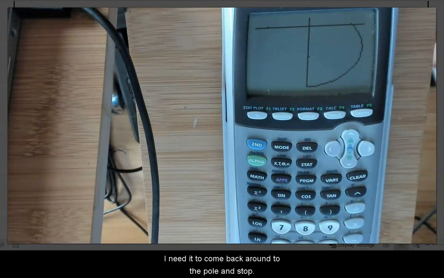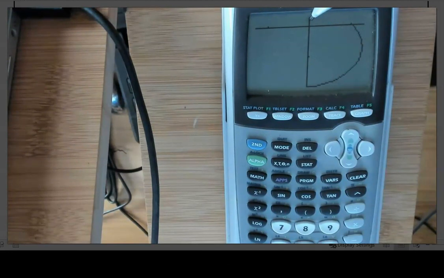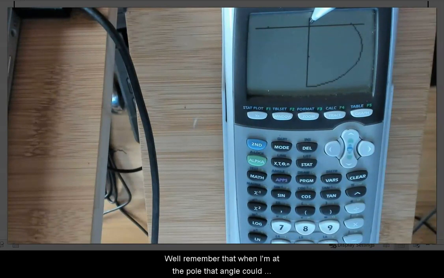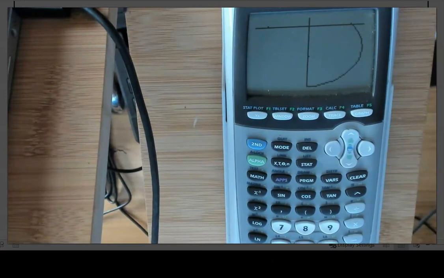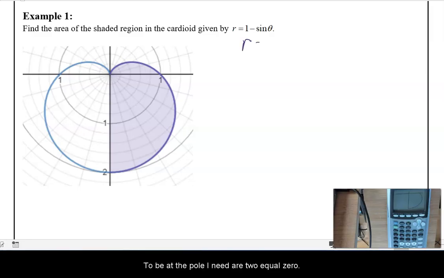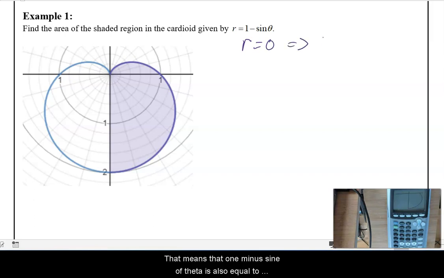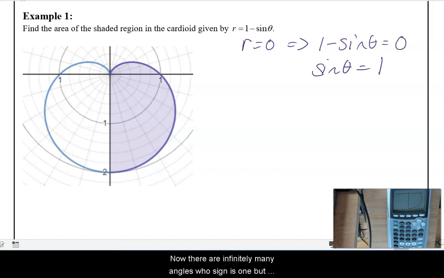I need it to come back around to the pole and stop. Well, remember that when I'm at the pole, the angle could be any angle at all, but the radius is going to be 0. Let's take a look again at our equation and see if we can figure out what that radius would need to be. To be at the pole, I need r to equal 0. That means that 1 minus sine of theta is also equal to 0, which means that the sine of theta equals 1.